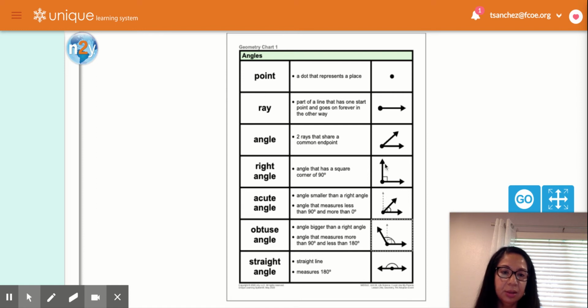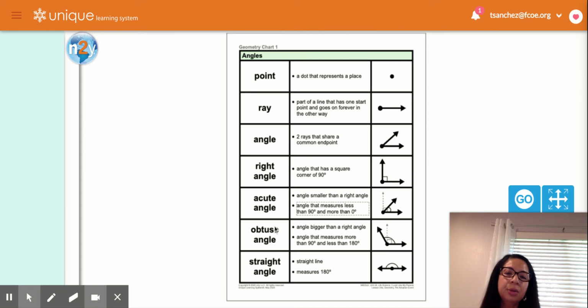So it points straight up. One line points straight up and the other one points straight out to the side. An acute angle is smaller than a right angle. It's an angle that measures less than 90 degrees and more than 0 degrees. You see, here's the 90-degree angle on the dotted line. This line here is in between 0 and 90, so it's less than 90 degrees. That's an acute angle.